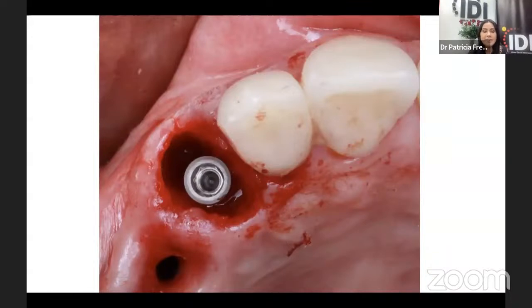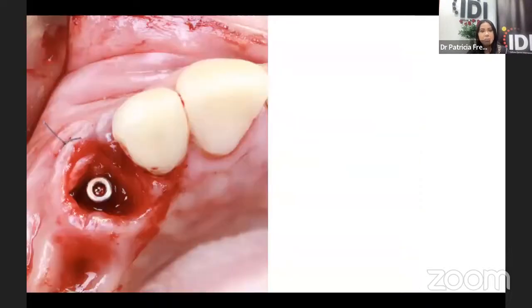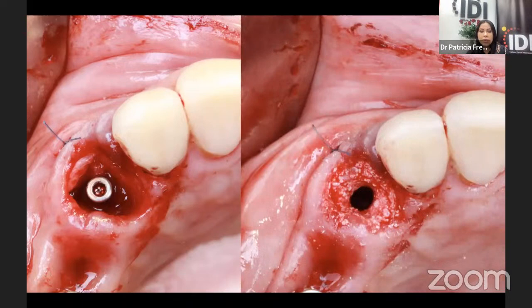So see, this is the location of our immediate implant. We are measuring the depth of this implant, that we know we have to place the platform 4 to 5 millimeter deep, taking care of the gingival margin. Now we have this situation with the soft tissue grafting positioned, and now we also place the bone grafting material.